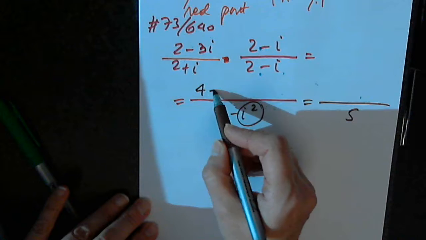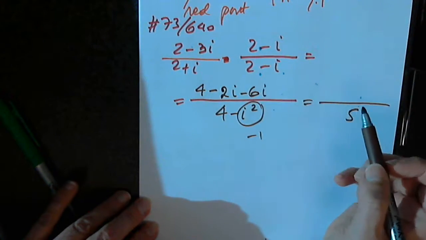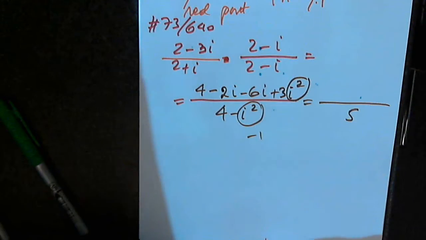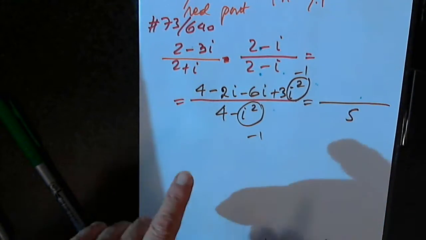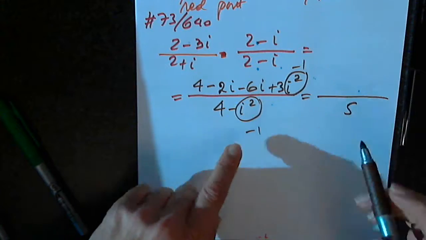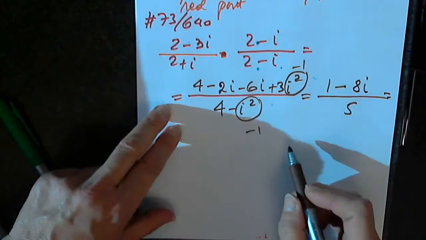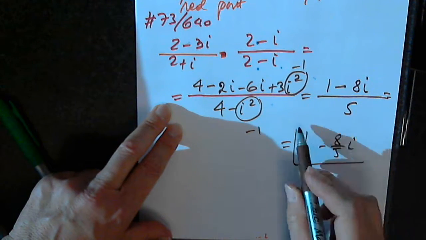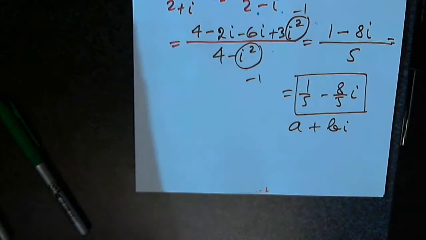4 minus 2i minus 6i plus 3i squared. Very good. But i squared again will be replaced by negative 1. So I will have a 4 minus a 3. So 1 minus 8i. And I have to split it, and there is nothing else I can do here. But I have to split it and show the a plus bi.